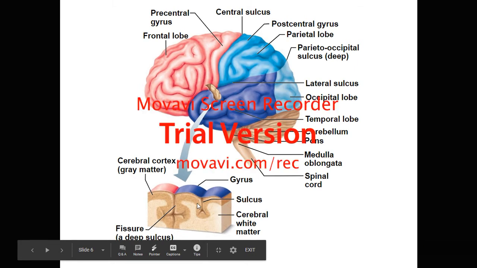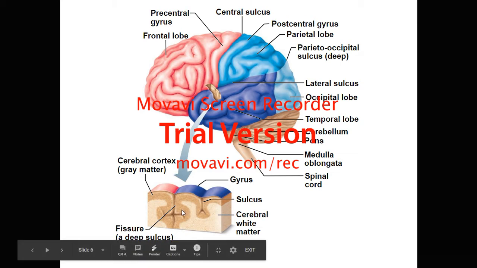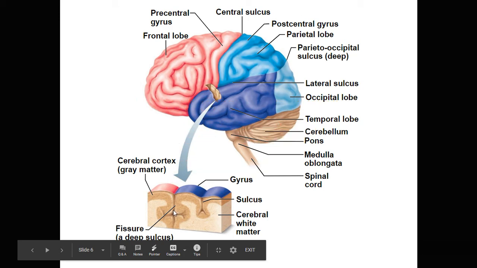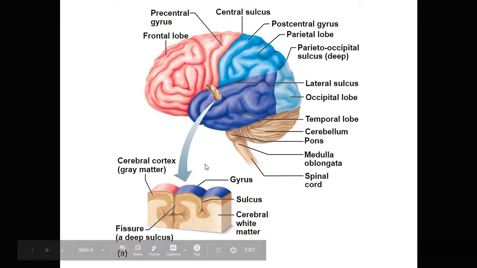And you also see right here the difference between a fissure and a sulcus. So again, a sulcus is a shallow groove, whereas a fissure is going to be a deeper groove.